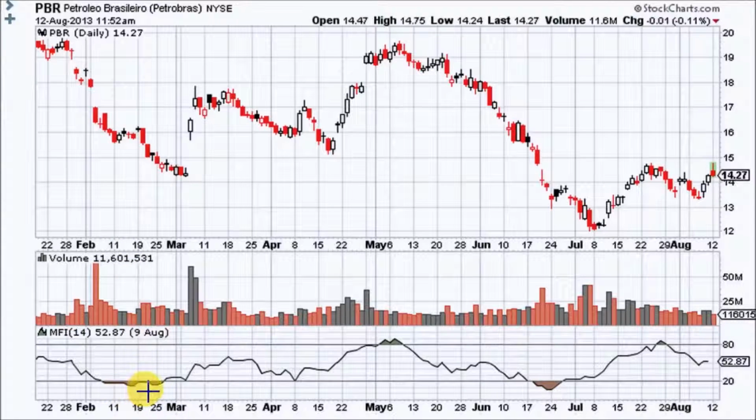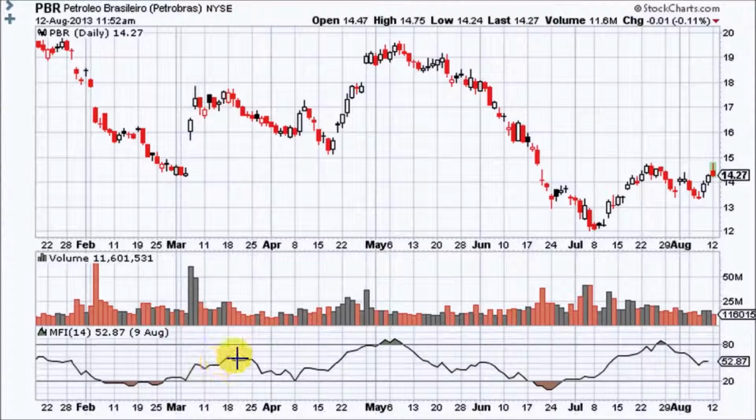Right here it was very oversold. The stock was falling, but the second low is equal to the first one, so it's actually a little bit higher. That shows there's a possibility this stock might go up. Then right here it breaks above the 20 line, coming out of oversold territory right before the big volume that gaps it up on good news or good earnings, and the stock runs hard.